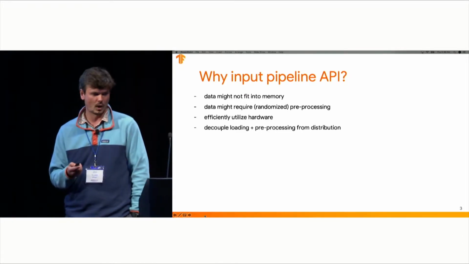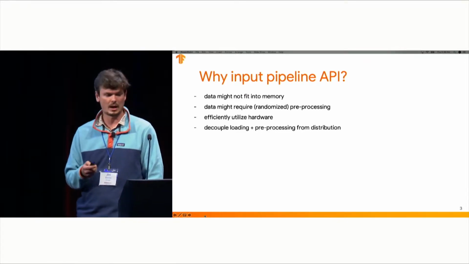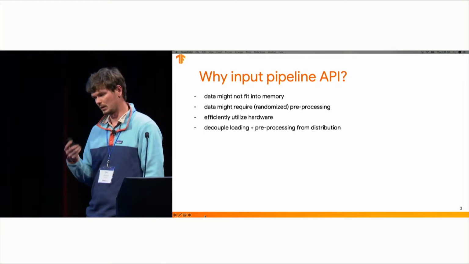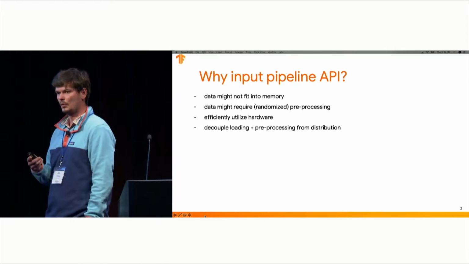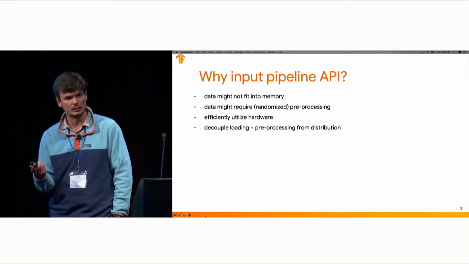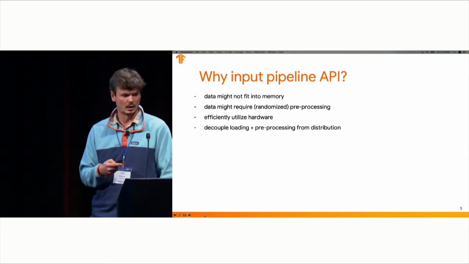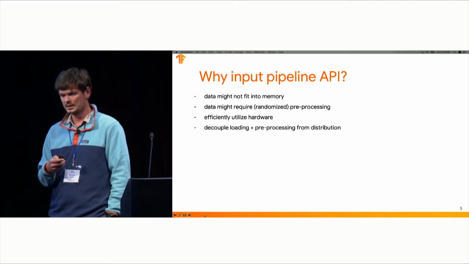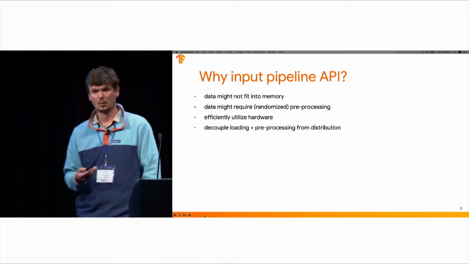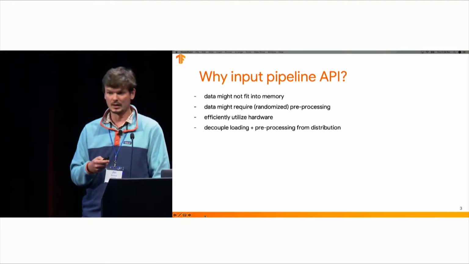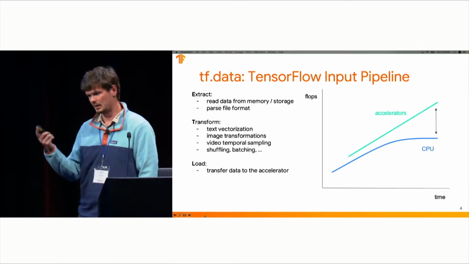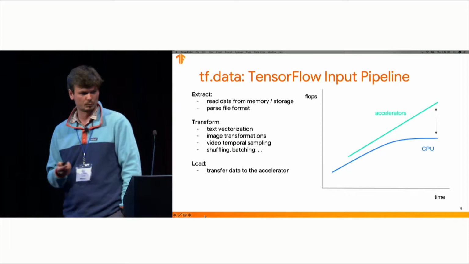Another reason why having a dedicated input pipeline API helps is that it allows you to decouple the intent of your preprocessing from how the preprocessing executes, which, as I will get to, will allow us to efficiently utilize the underlying hardware for the preprocessing. And it also allows us to scale the preprocessing from a single host to multiple hosts, because, again, the way the preprocessing is executed is independent of the API in which we expressed it. So for all those reasons and others, we designed TF.data, TensorFlow's input pipeline API.